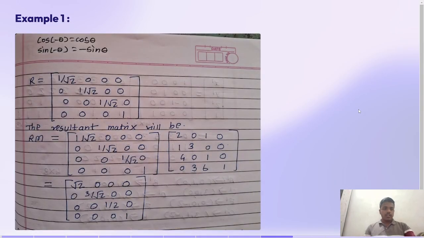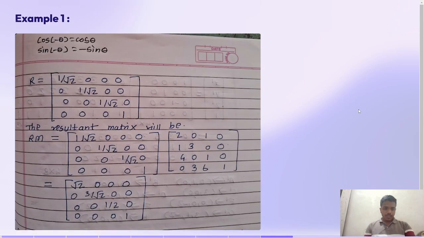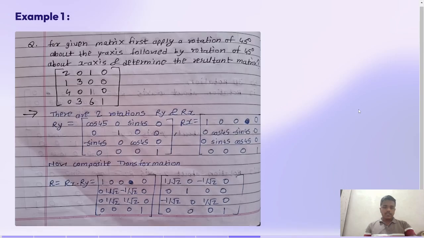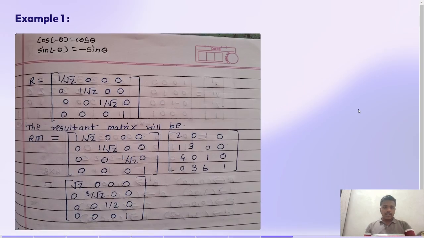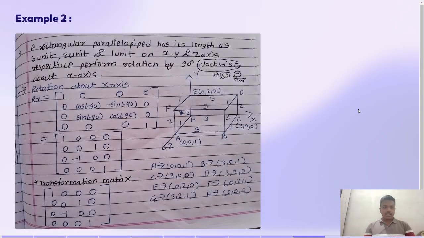So we get the R value with 1 by root 2, 1 by root 2, 1 by root 2, and 1 in the diagonal space. So we are given this matrix. This answer matrix and this matrix we will multiply, and find the resultant matrix. So we get this answer. This is the resultant matrix for this question. And we know some basic rules: cos minus theta is cos theta, sin minus theta is minus sin theta. So let's discuss the second example.